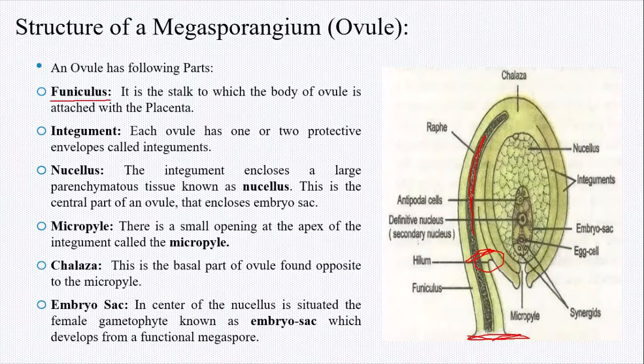So if you look at a seed coat, there will be a line or ridge visible, and that is the raphe.